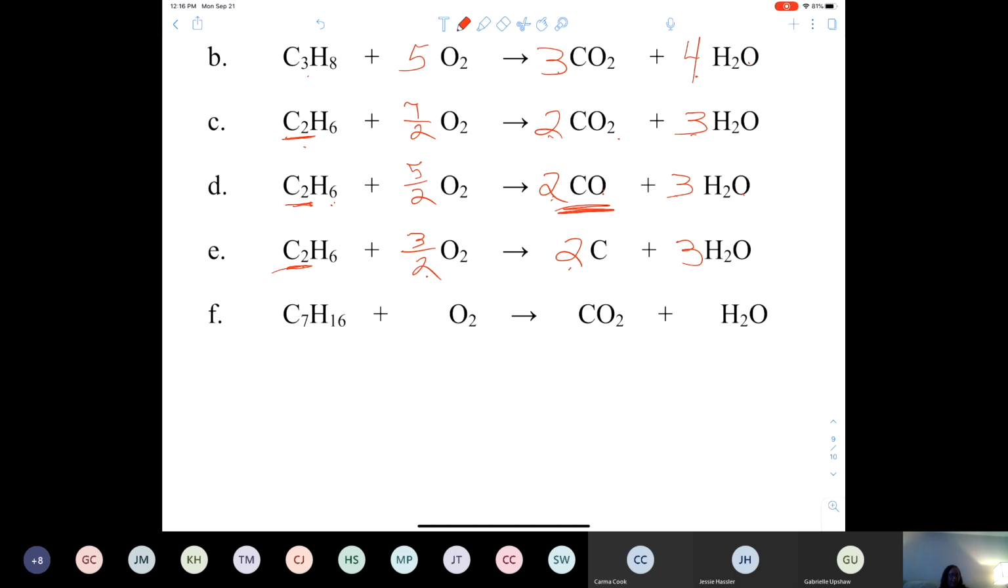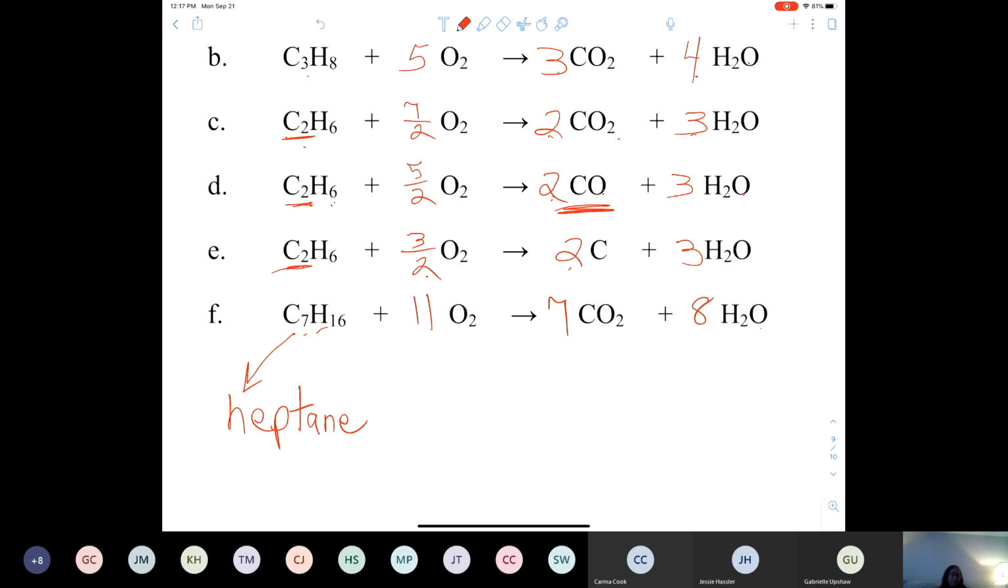And then finally, C7H16. This is heptane. Heptane is found in a small percentage in your gasoline. Most of your gasoline is octane, but there is a little bit of heptane in there. So heptane has seven carbons. We're going to put a seven here to balance the carbons. Next, our rule says we want to balance the hydrogens next. We've got 16 on the left, so we put an eight here to have 16 on the right. Next, count up the number of oxygens you have on the right. 8 plus 14 is 22. So we need an 11 here. 11 times 2 is 22.